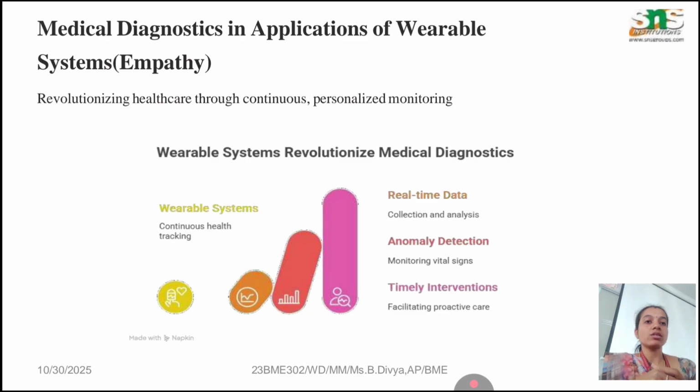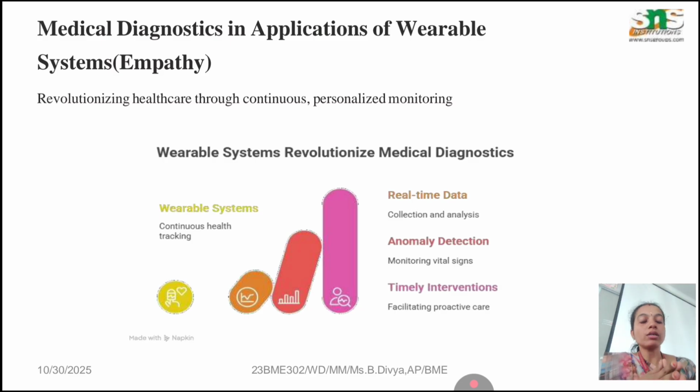Medical diagnostic in applications of wearable systems. How does the medical diagnostic take place? As we all know, we have medical issues then and there in our daily life. How are we going to monitor and diagnose them using these wearable systems?